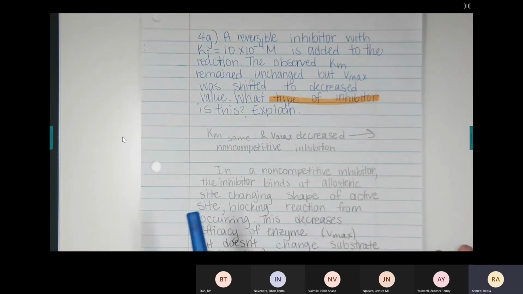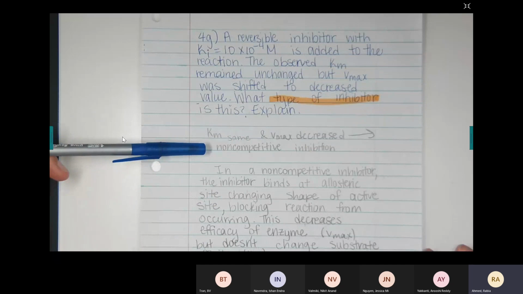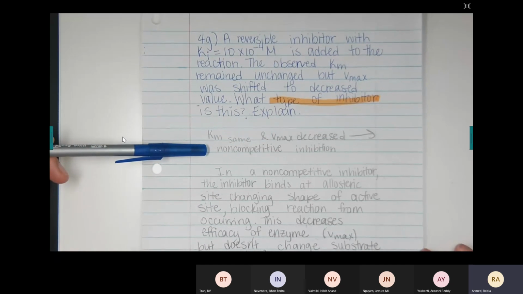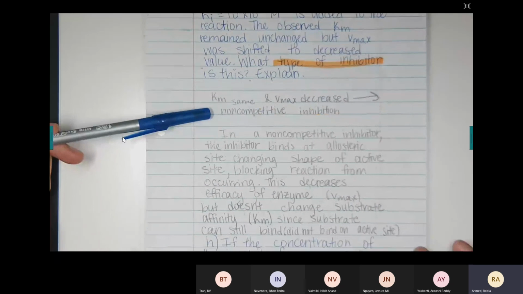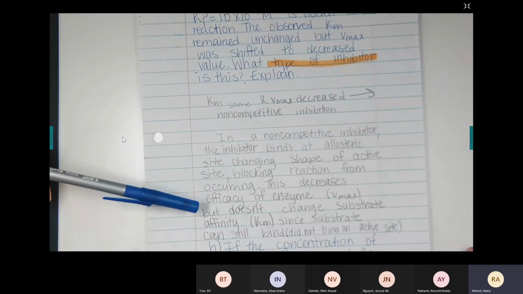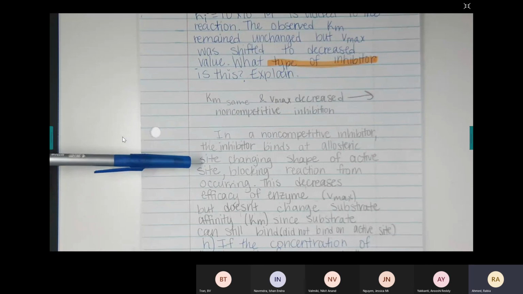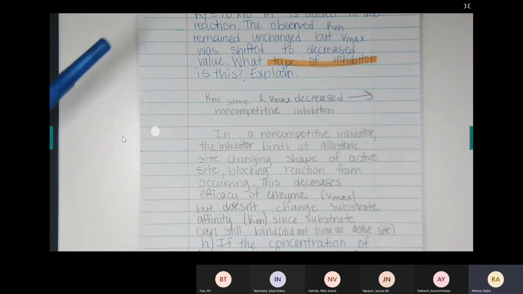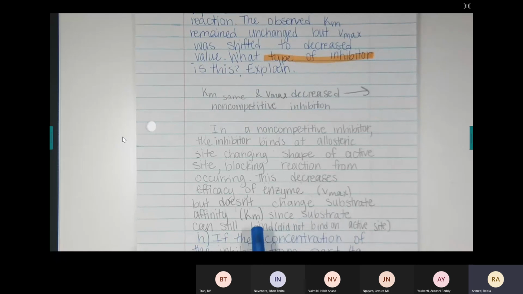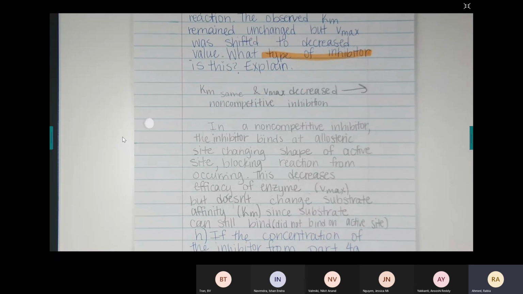So the same for this, like I said before, the Km will remain the same, and the Vmax will decrease, so it's going to be non-competitive inhibition. In a non-competitive inhibitor, the inhibitor binds at an allosteric site, changing the shape of the active site. So it's going to block the reaction from occurring because it's an inhibitor, but it just binds at the allosteric site because it's not competitive. This decreases the efficacy of the enzyme, Vmax, but doesn't change substrate affinity, Km, since the substrate can still bind, but the inhibitor didn't bind to the active site.